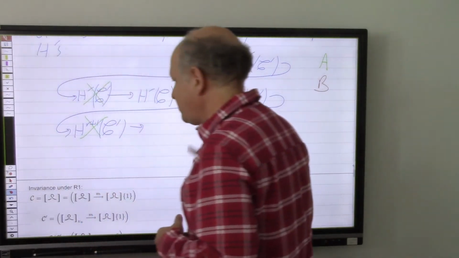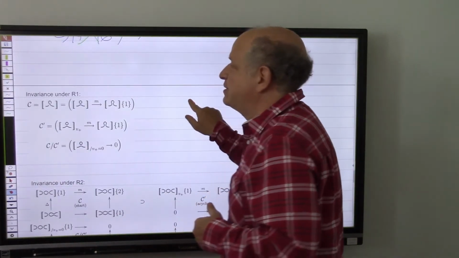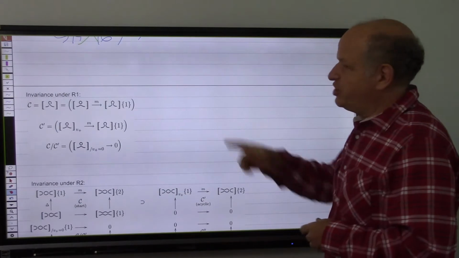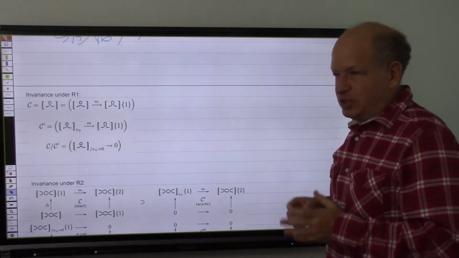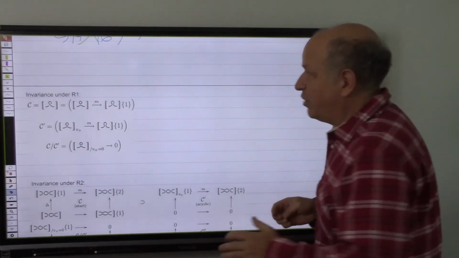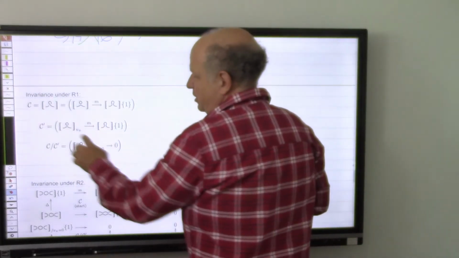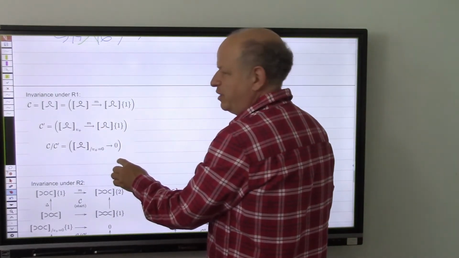So, I can now tell you about invariance. It's really, really easy. There is invariance under Reidemeister 1. So, okay. Is this large enough or should I magnify it?